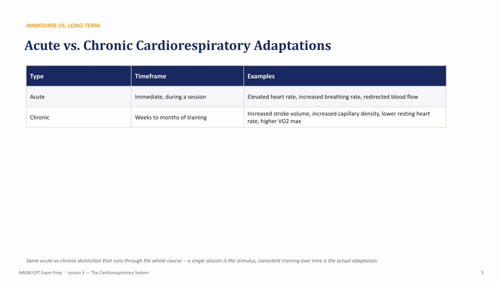If this sounds familiar, it should. Connect it back to Lesson 1's general adaptation syndrome. Acute adaptations are the alarm stage response. Chronic adaptations are the resistance stage payoff after repeated, recovered training.